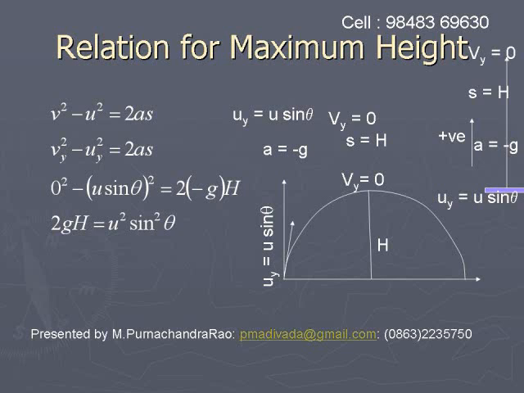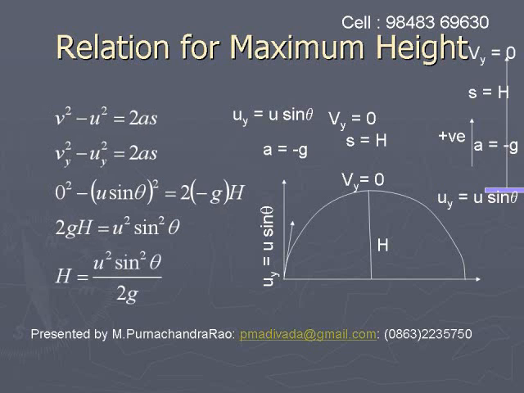Or 2g capital H is equal to u square sin square theta. Or capital H is equal to u square sin square theta by 2g. This is the relation for maximum height of a projectile.